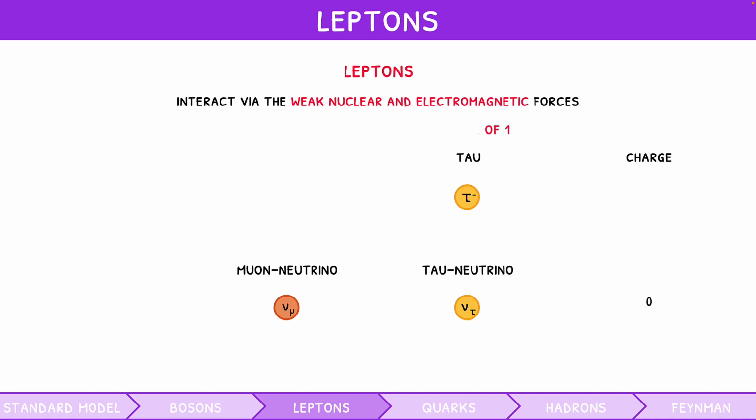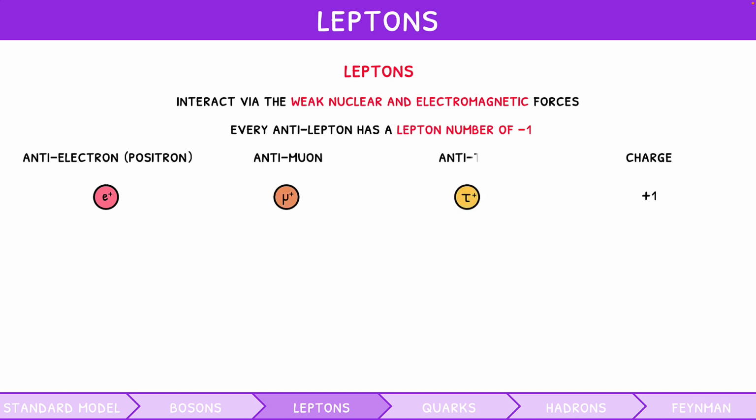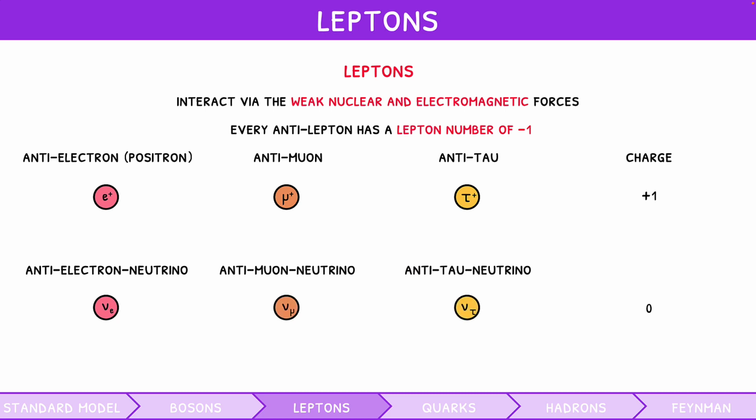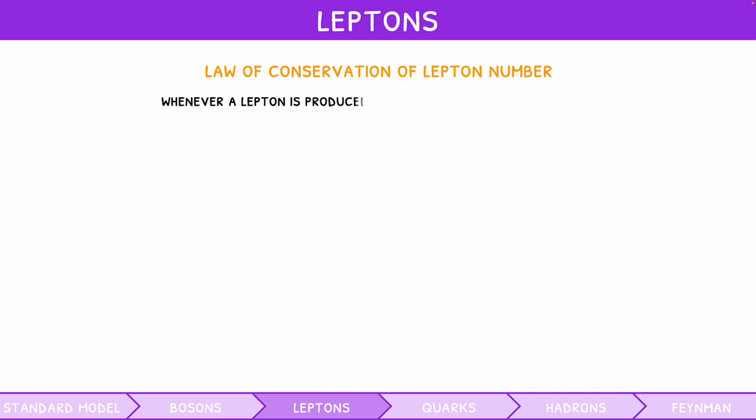Since every lepton has a lepton number of 1, every anti-lepton has a number of -1. The three types of charged anti-leptons, each with a charge of +1, are anti-electrons, also called positrons, anti-muons, and anti-tau. Then the three types of neutral anti-leptons, each with a charge of 0, are anti-electron neutrinos, anti-muon neutrinos, and anti-tau neutrinos. Note that every lepton follows the law of conservation of lepton number, i.e. the lepton number stays the same during every interaction. This means that whenever a lepton is produced, an anti-lepton must be produced to conserve lepton number.